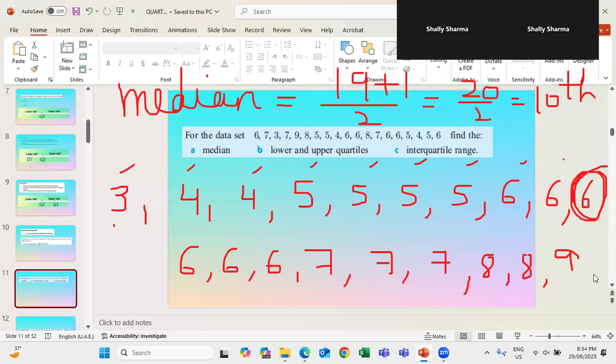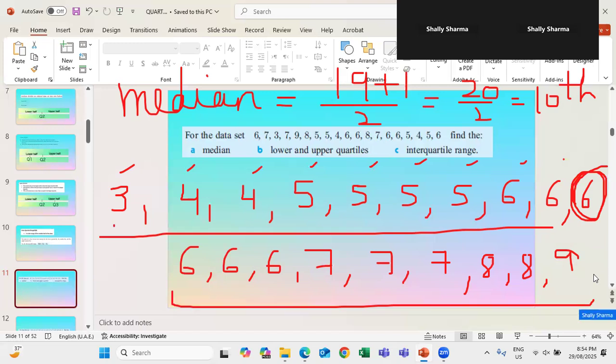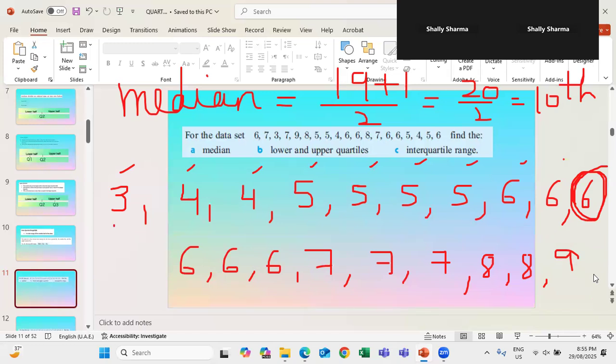So all the values on the lower side of this, which is the lower half, will be less than or equal to 6. And all the values in the upper half will be equal to 6 or more than 6. That is the concept. Now here, how did I find the median? I counted the total number of values, and because it was an odd number, I added 1 and divided by 2, and that value gave me the median.